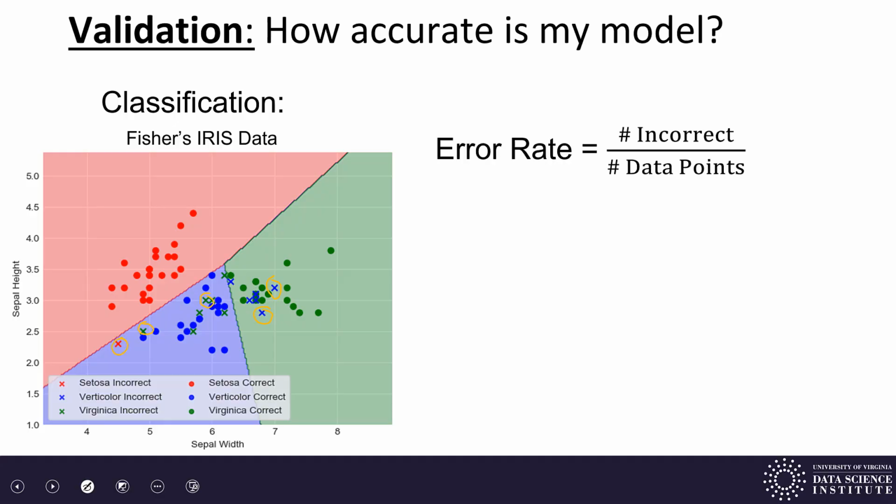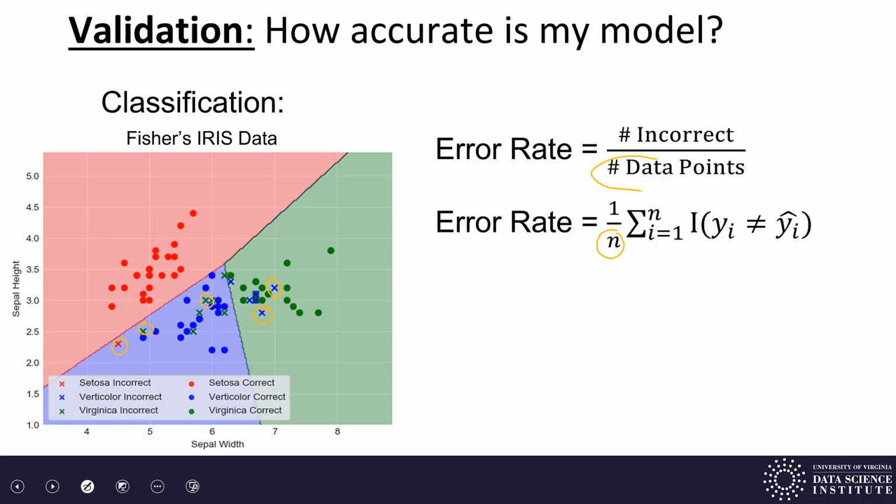And so when we're looking at classification, we want to know, how accurate is my classification model? We just look at what's called the error rate. It's the number of data points that are incorrect divided by the number of total data points. This is the error rate, the percentage of data points that have been labeled incorrectly. It is sometimes written the way we have in this formula shown here. And in this formula, N is the number of total data points.